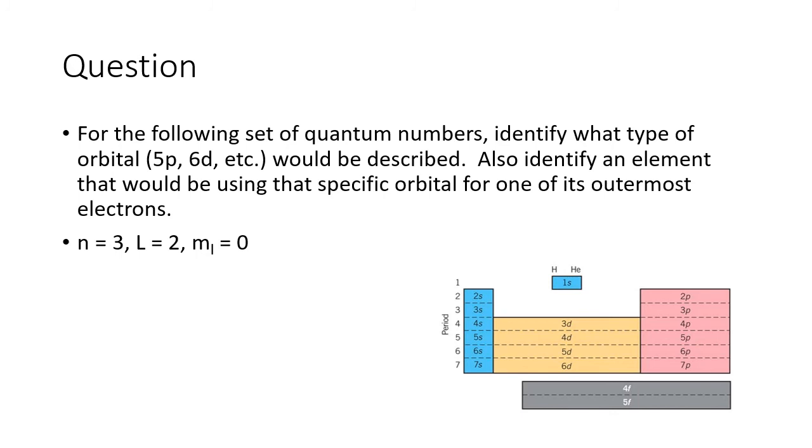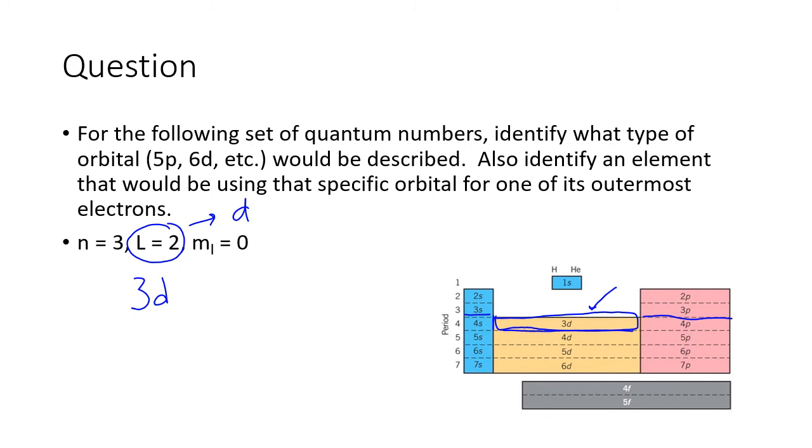The n equals 3 indicates that it's going to be something with a 3 out in front of it, so it's either going to be 3s, 3d, or 3p to begin with. The l equals 2 indicates the type of orbital, and it indicates that it's a d orbital. How do we know? Because l equals 2 is defined as a d orbital, so we would say that this is a 3d orbital, and so it would be specifically this block in the middle here.